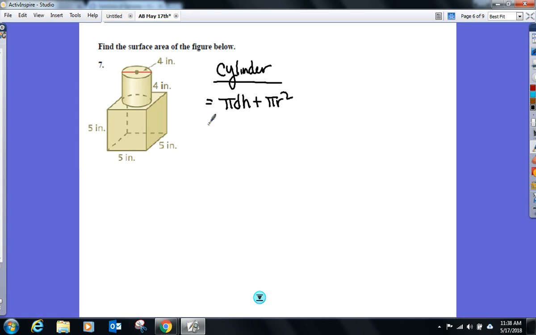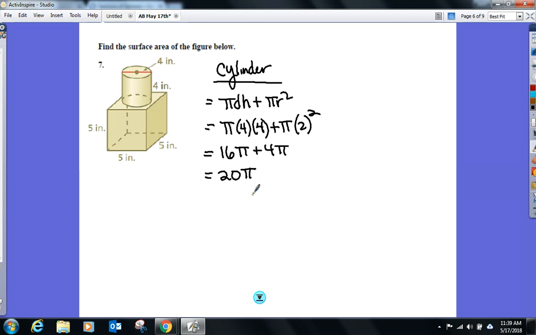All right, let's get to work here. Pi diameter, 4 times your height of 4, plus, be careful with your 4s here, radius, 2 squared. I'm just going to leave this in terms of pi for the time being. 16 pi plus 4 pi. 20 pi right now, before we get to the cube. So is everyone all right with the cylinder? Everyone see what I'm trying to get through here? You can't count something that's covered up.